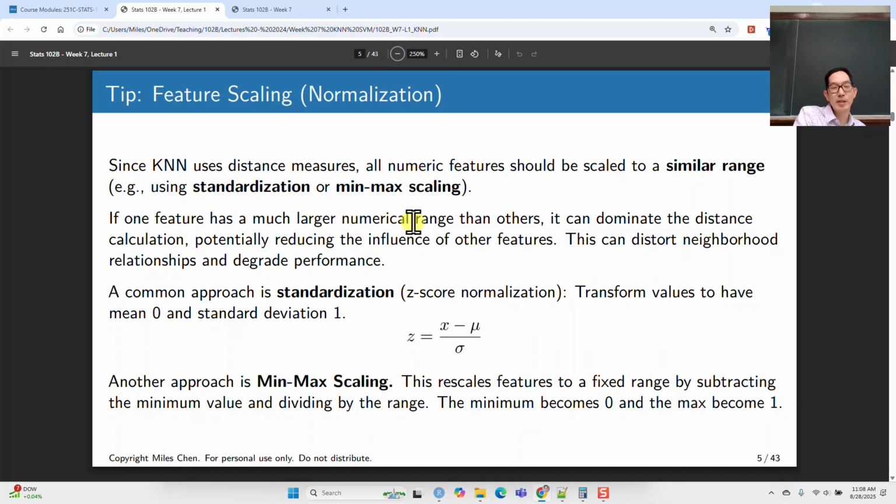One feature can have a much larger numeric range than others. For example, if you're talking about weight, it's not uncommon for two people in your data set to have a difference of, say, 100 pounds. Whereas if you're talking about height in inches, you're not going to have a 100-inch difference between your shortest and tallest person. It's going to be maybe 20 inches. So scaling is important.